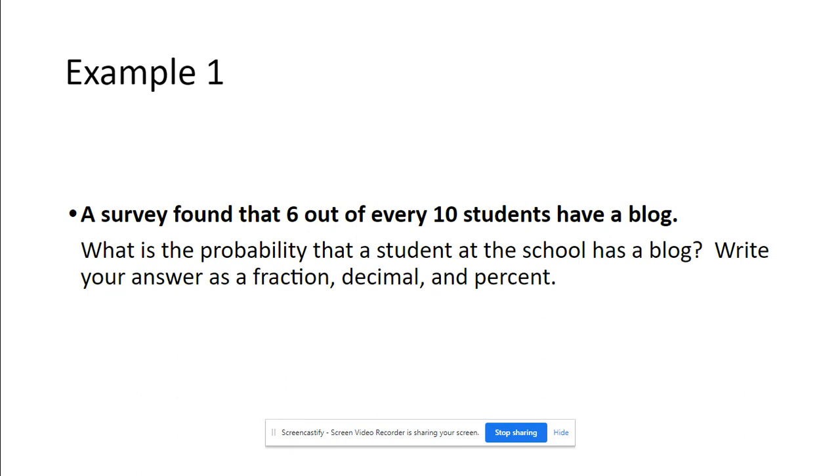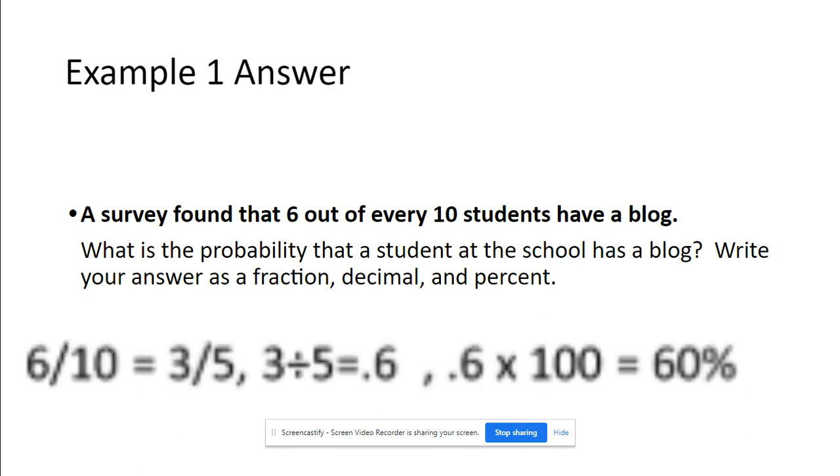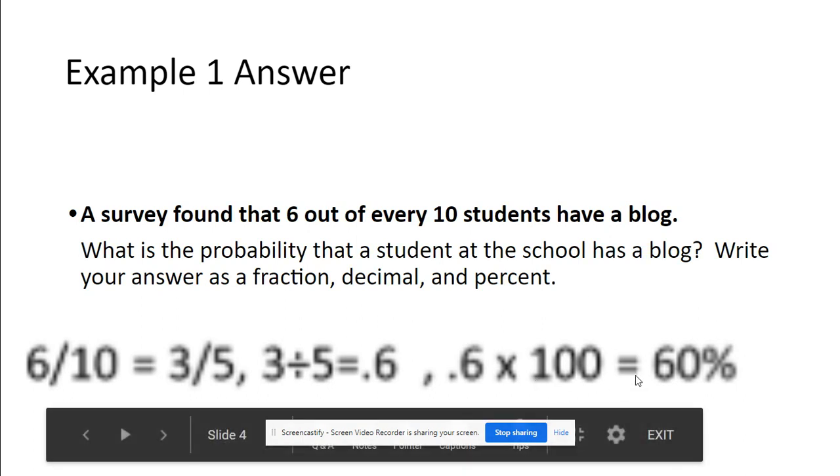We have to put it in 3 different forms: fraction, decimal, and percent. So as a fraction, we really just write the 2 numbers that I'm given here, the 6 and the 10, and we write those as a fraction. And then I would divide top divided by bottom. 6 divided by 10 would give me 0.6. So that's going to be my decimal. And then as a percent, it would end up being 60%. So we move it 2 places to the right when we multiply by 100.